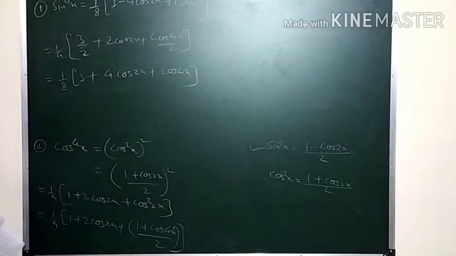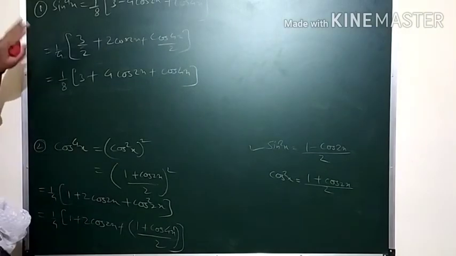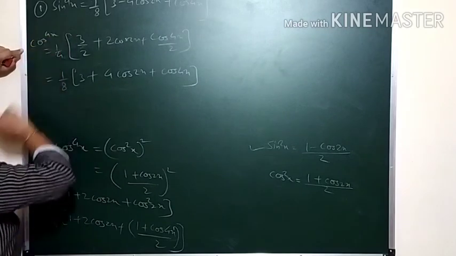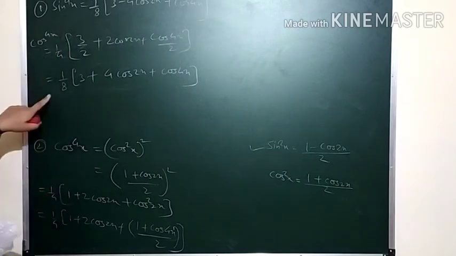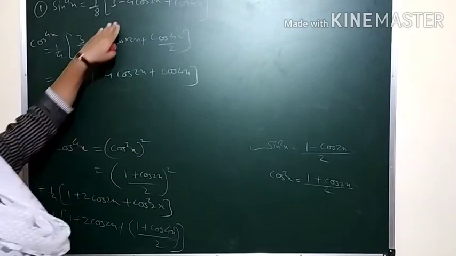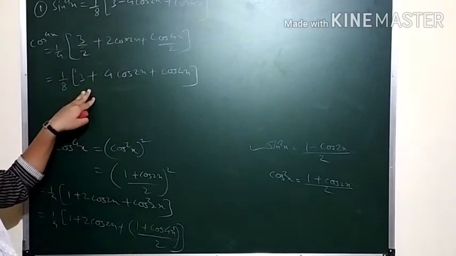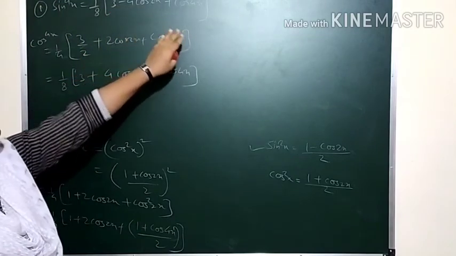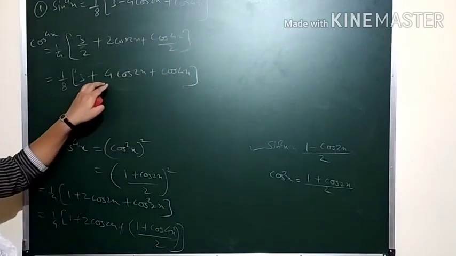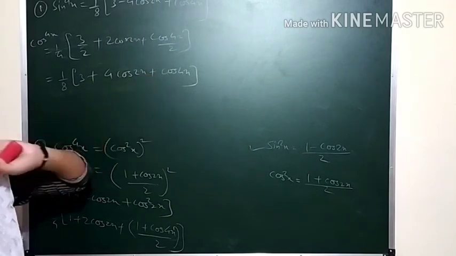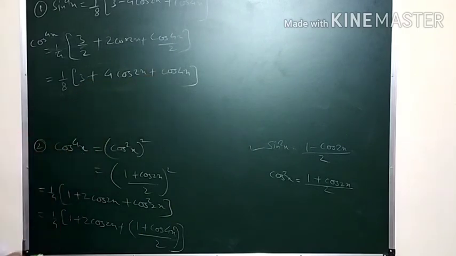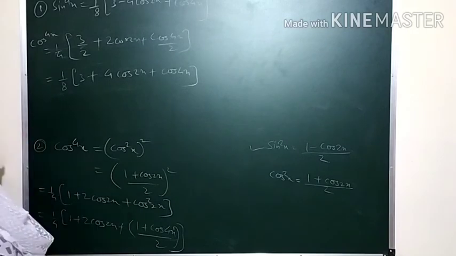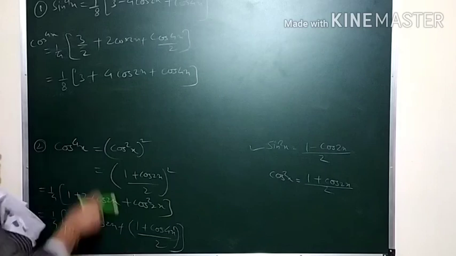So what is the difference between sin raised to 4x and cos raised to 4x? Yes, this is the expression for cos raised to 4x. This is equal to 1 by 8, 1 by 8 same, 3, 3 same, only the difference of minus and plus. For sin, minus has come: minus 4 cos 2x plus cos 4x, and here also plus 4 cos 2x plus cos 4x. Any doubt? So now we have found the expression for sin raised to 4x and cos raised to 4x.